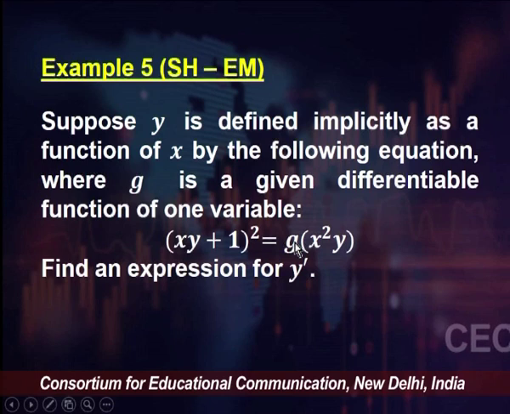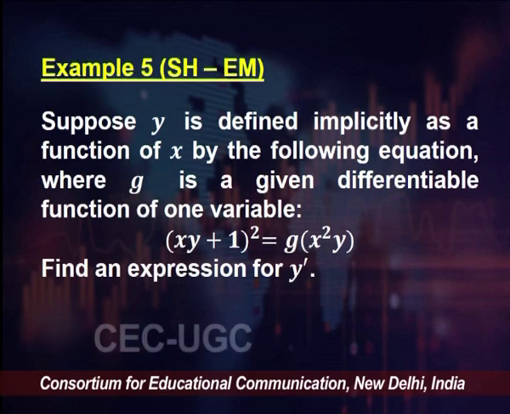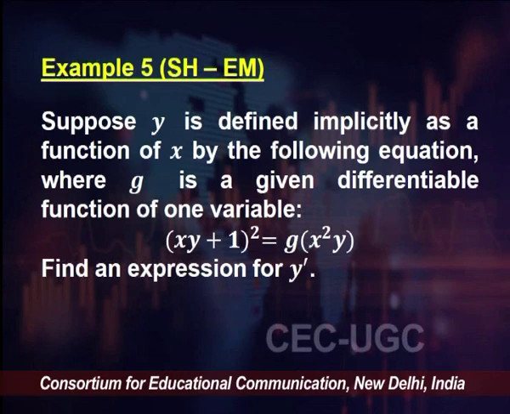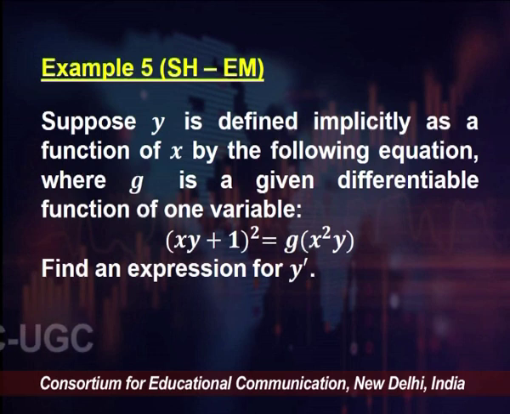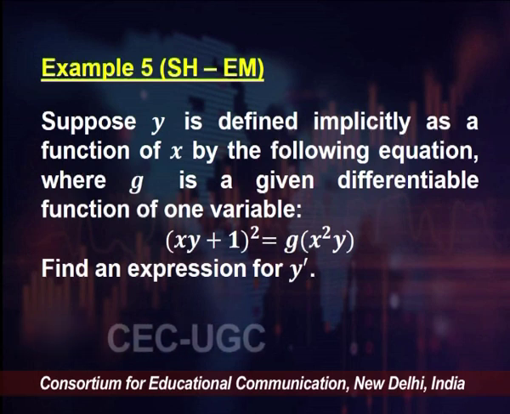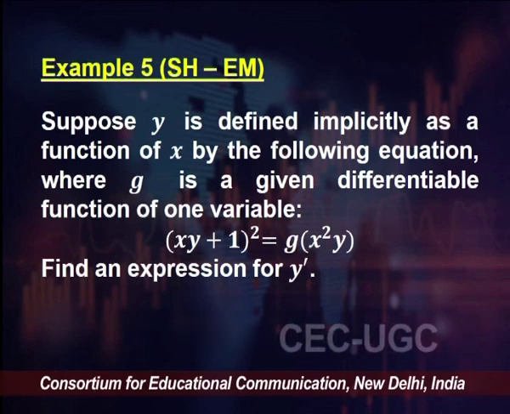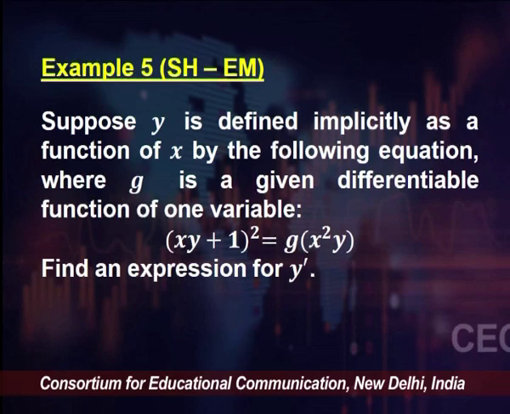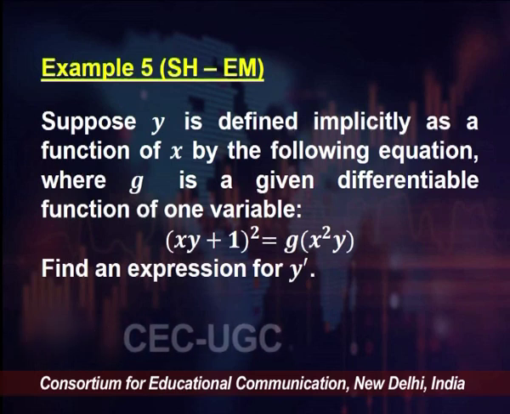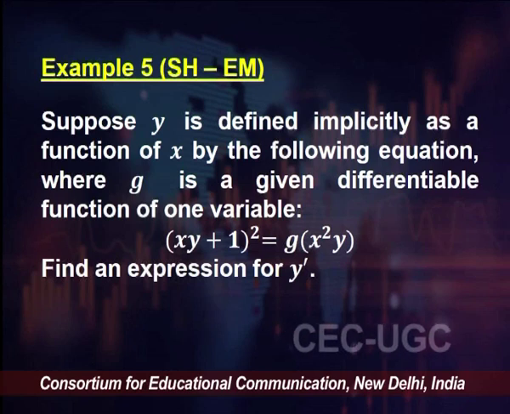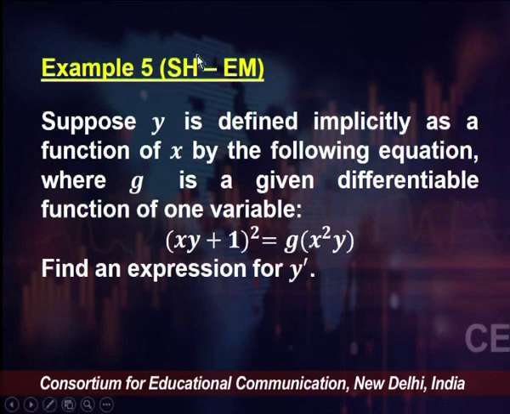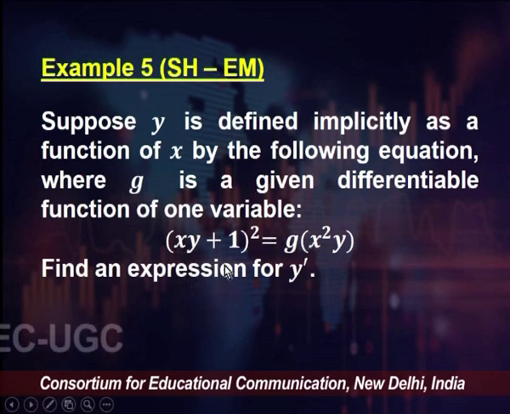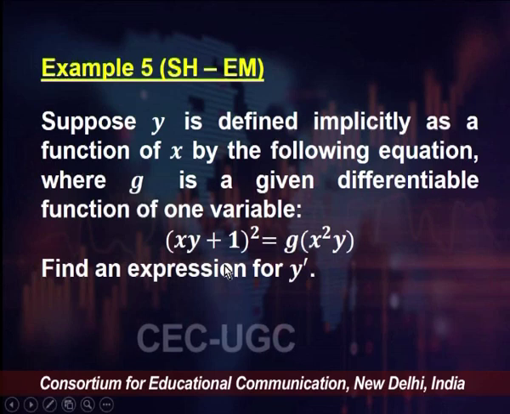Now, here I have taken this example from the Sydsaeter and Hammond textbook. There is one which is the core textbook for the mathematical methods course, but there is also a book which is titled Essential Mathematics for Economic Analysis. And the question here is, suppose y is defined implicitly as a function of x by the following equation, where g is a given differentiable function of one variable. So, our equation is x times (y plus 1) the whole squared is equal to g of x squared y.